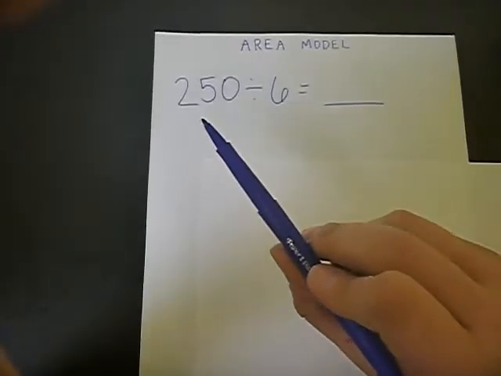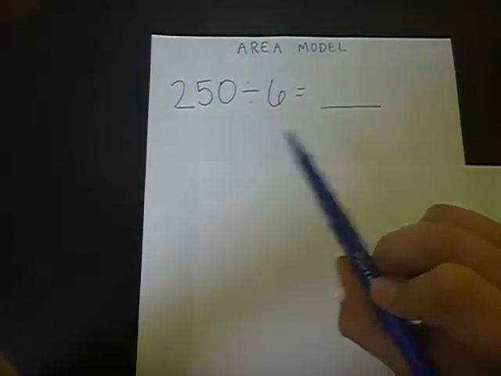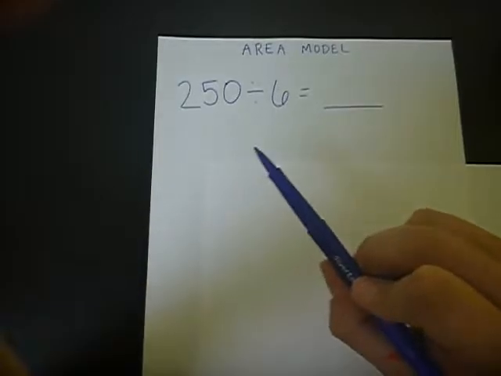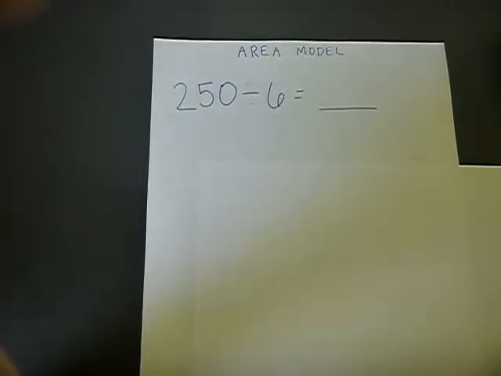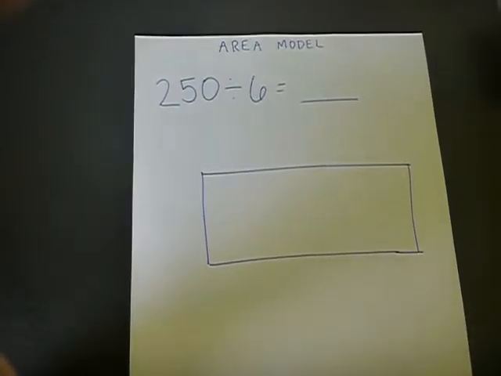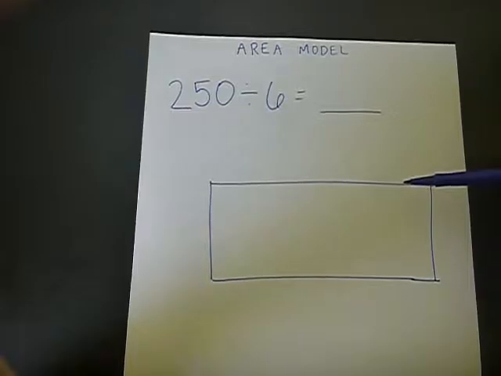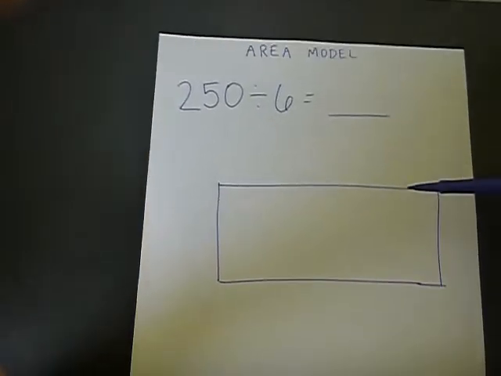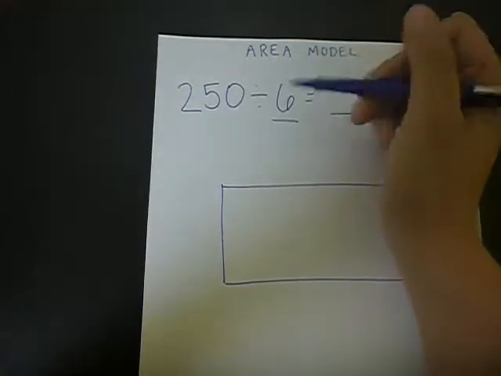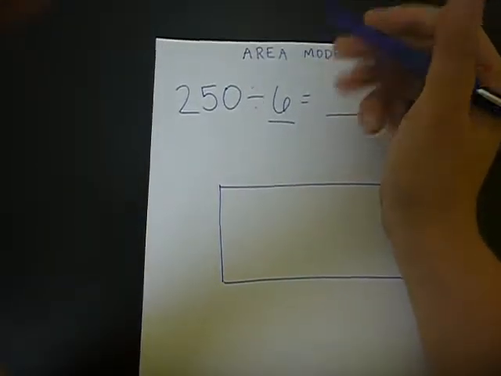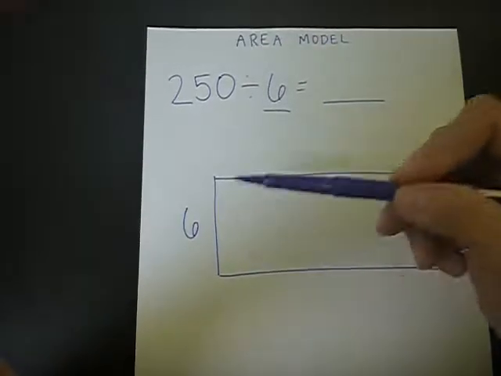I am going to use the same problem that I have for pictures and for abstract sharing to show the differences. 250 divided by 6. To start with the area model, scholars first draw out a large rectangle. This rectangle is going to be helpful when we share out numbers and we determine the lengths. The next step they do is determine their divisor. The divisor is 6. 6 is also going to be our side length here on our big rectangle.